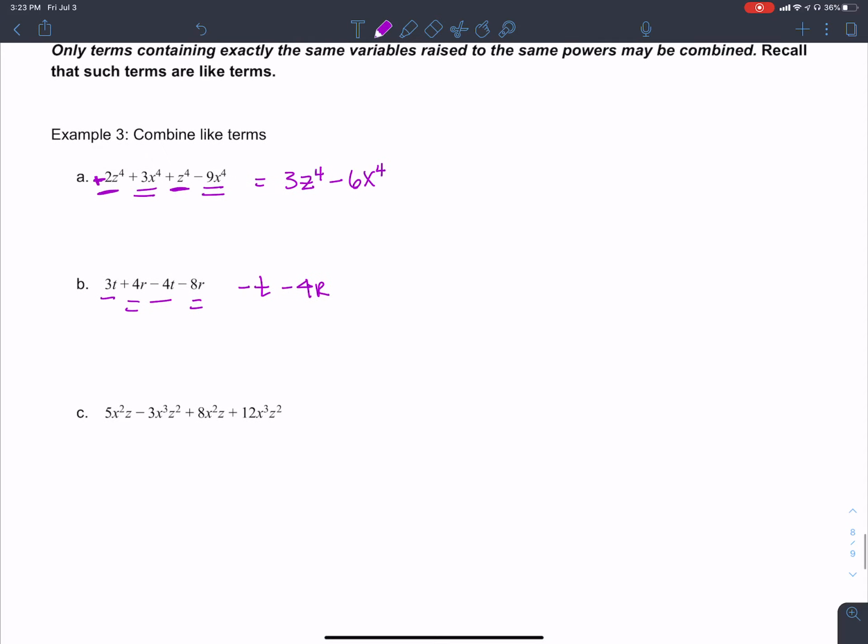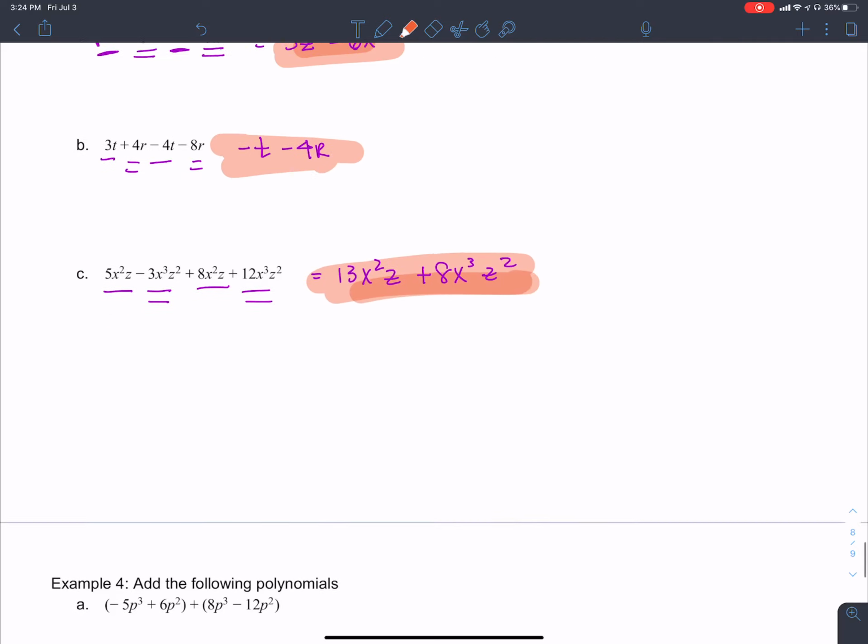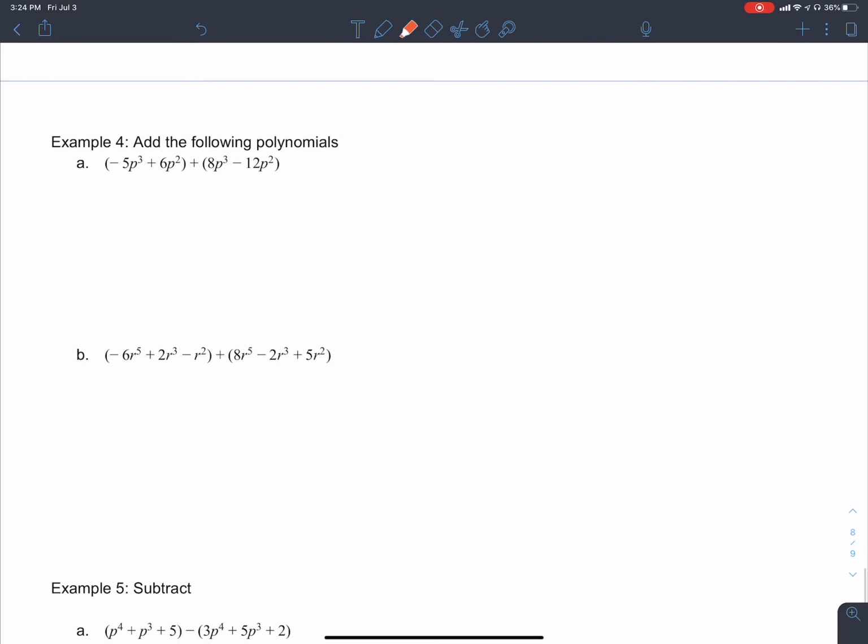Okay, so I got 5x squared z. That's going to go with 8x squared z. They're both positive, so I'm going to add them, so it's going to give me 13x squared z. And then I've got negative 3x cubed z squared plus 12x cubed z squared, and that's going to give me 9x cubed z squared. So you notice anytime I added these, I kept the power. So z to the 4th plus z to the 4th is not z to the 8th. Okay, you just keep the power. That's important.